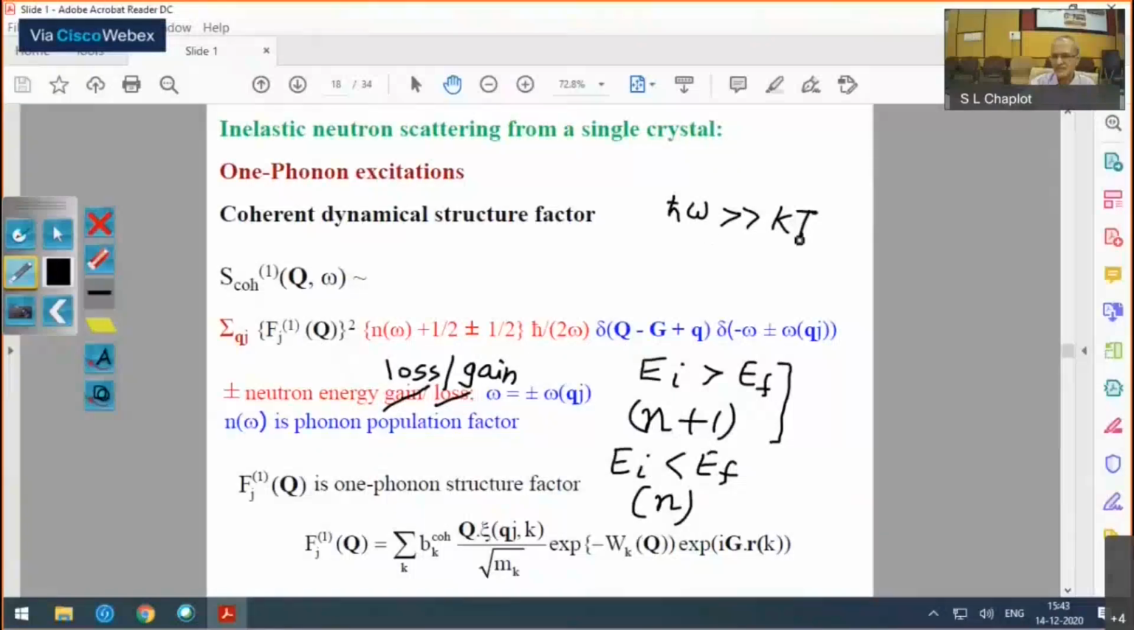So for energies which are much larger than kT, or in other words, when the temperature is small compared to the phonon energy, in that case, the n is negligible, and therefore such a phonon can be measured only in neutron energy loss. These are in fact very similar to the Stokes and anti-Stokes in Raman scattering. So we typically have to make measurements in the neutron energy loss mode, but we can also do it in the energy gain mode at high temperatures or for frequencies which are very small.